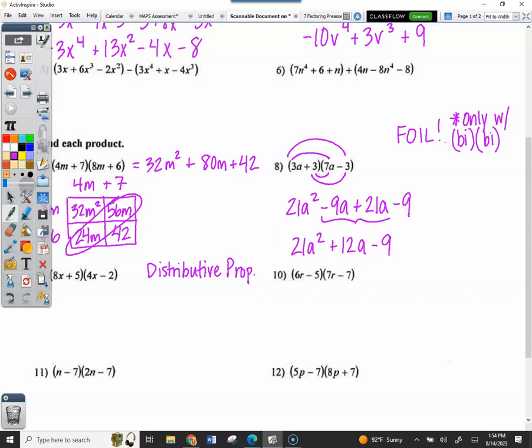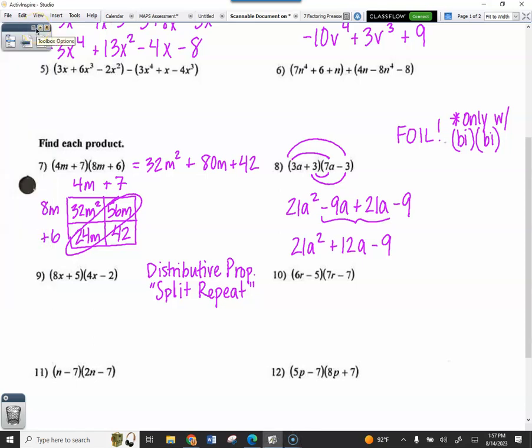The distributive property works. The idea is you take the first set of parentheses and you split the terms up. You split them up, and then you repeat the second set of parentheses. So I've nicknamed it split, repeat. Okay, I call it the split repeat, or you can call it the beat repeat. If you don't want to learn this, you don't have to, but you're going to hear me say it a lot, and you're going to see me write it a lot.